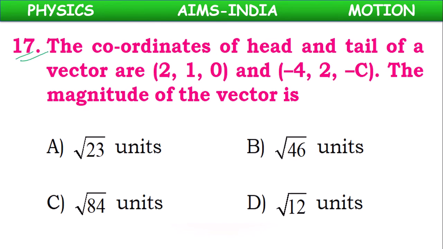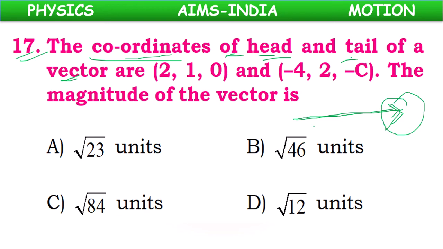So next, 17th. The coordinates of head and tail of a vector are given. The vector will be represented by an arrowhead. This is the arrowhead. This part is considered as the head part, and this part is considered as the tail part.